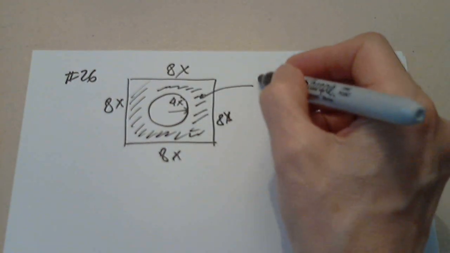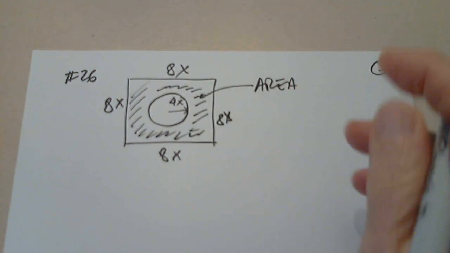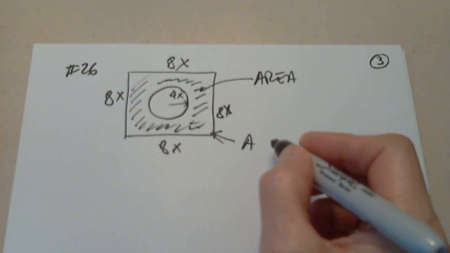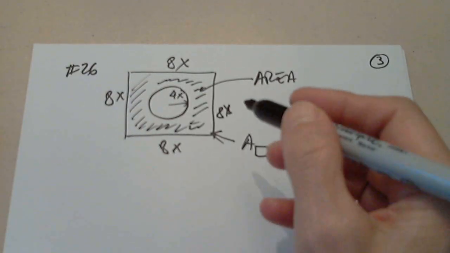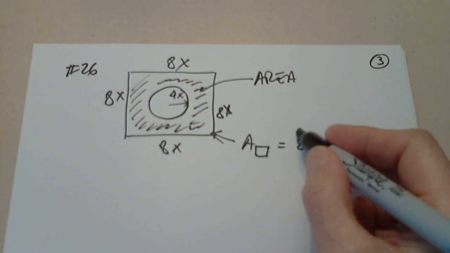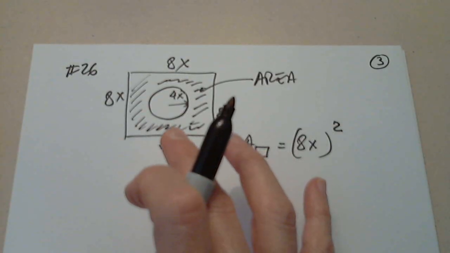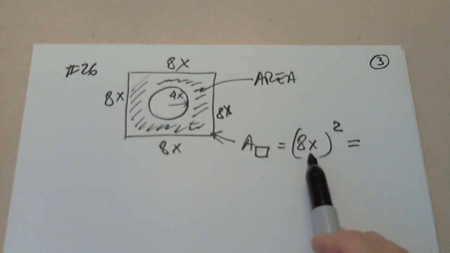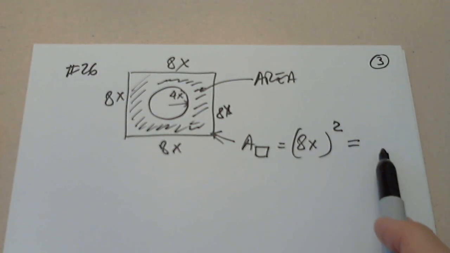Find this area. We know that the square has the area, the square is 8x everything squared, the side squared. We know exponential rules. When I raise 8x to the second power, what do I get?